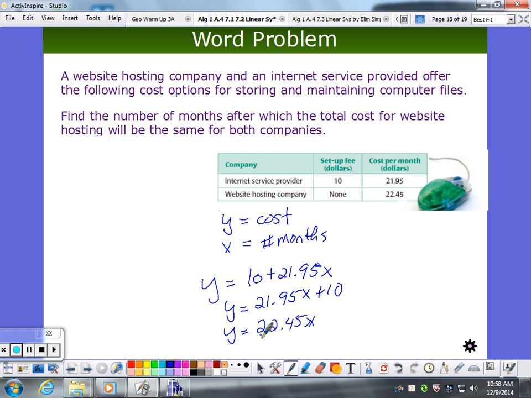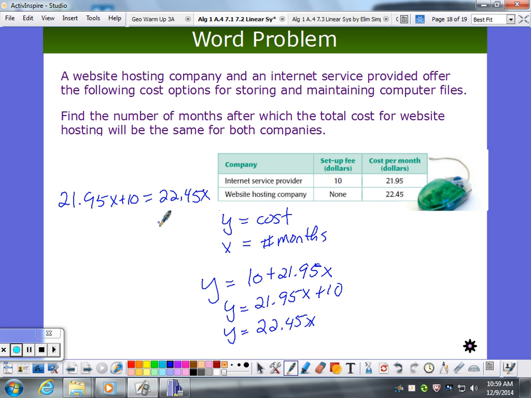And then you solve this guy. Substitution is awesome when you have two y equals, because it's the transitive property of equality. If a equals b, and b equals c, then a equals c. So 21.95x plus 10, when does it equal 22.45x? I'm going to subtract this way, so I get a positive number.